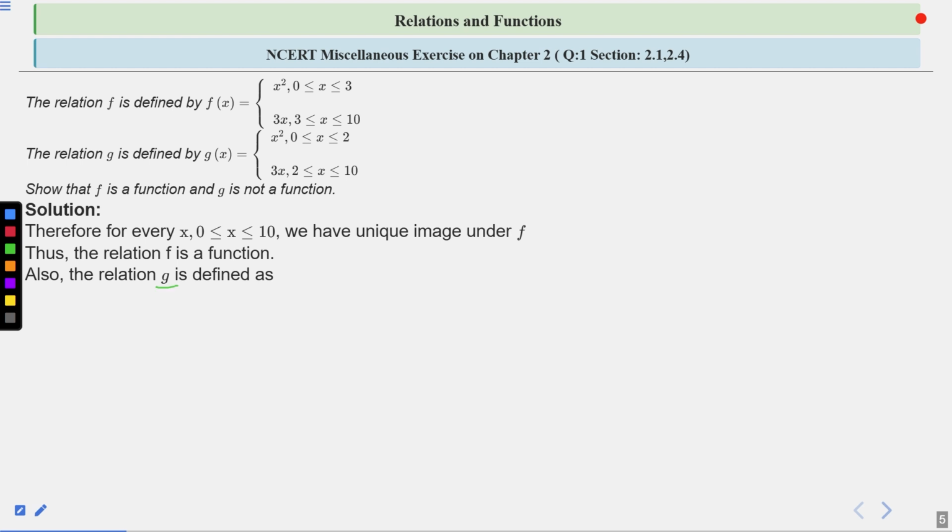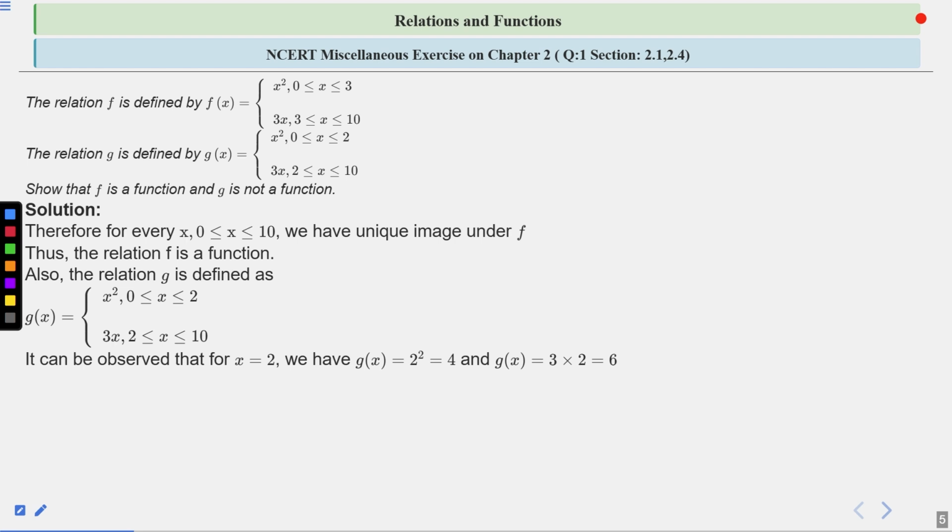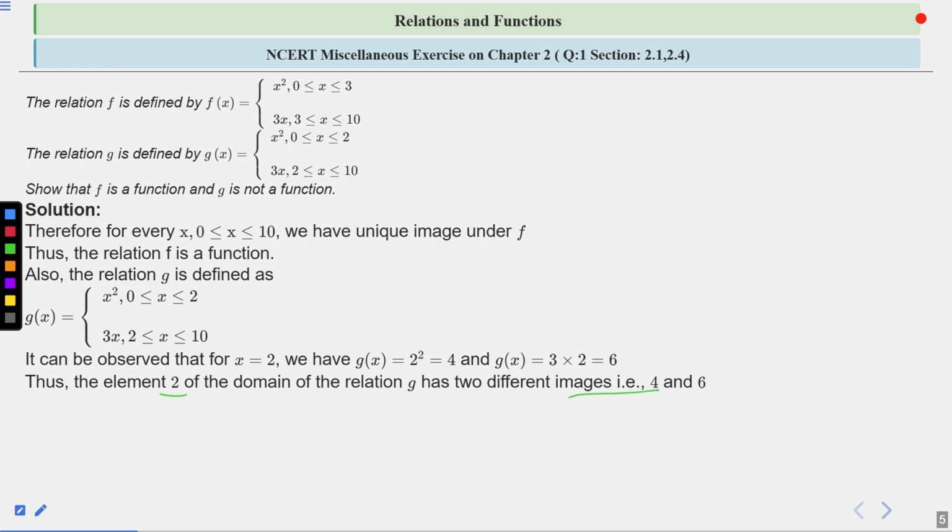Now for g, defined in this manner: g(x) = x² whenever x is greater than or equal to 0 and less than or equal to 2, and g(x) = 3x whenever x is greater than or equal to 2 and less than or equal to 10. So you can easily observe that for input 2, we have two different outputs, 4 and 6. So for this element 2, we have two different images. So g is not a function.